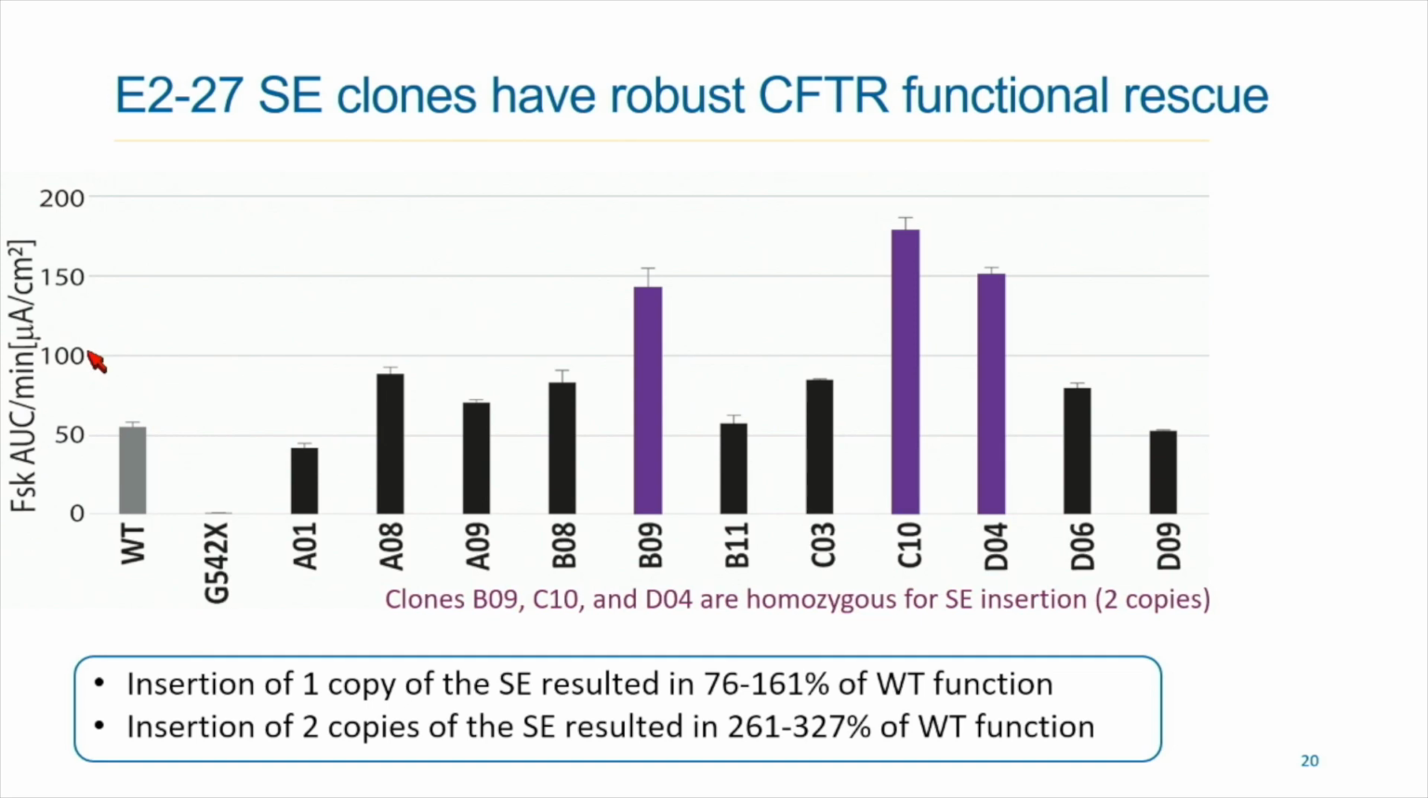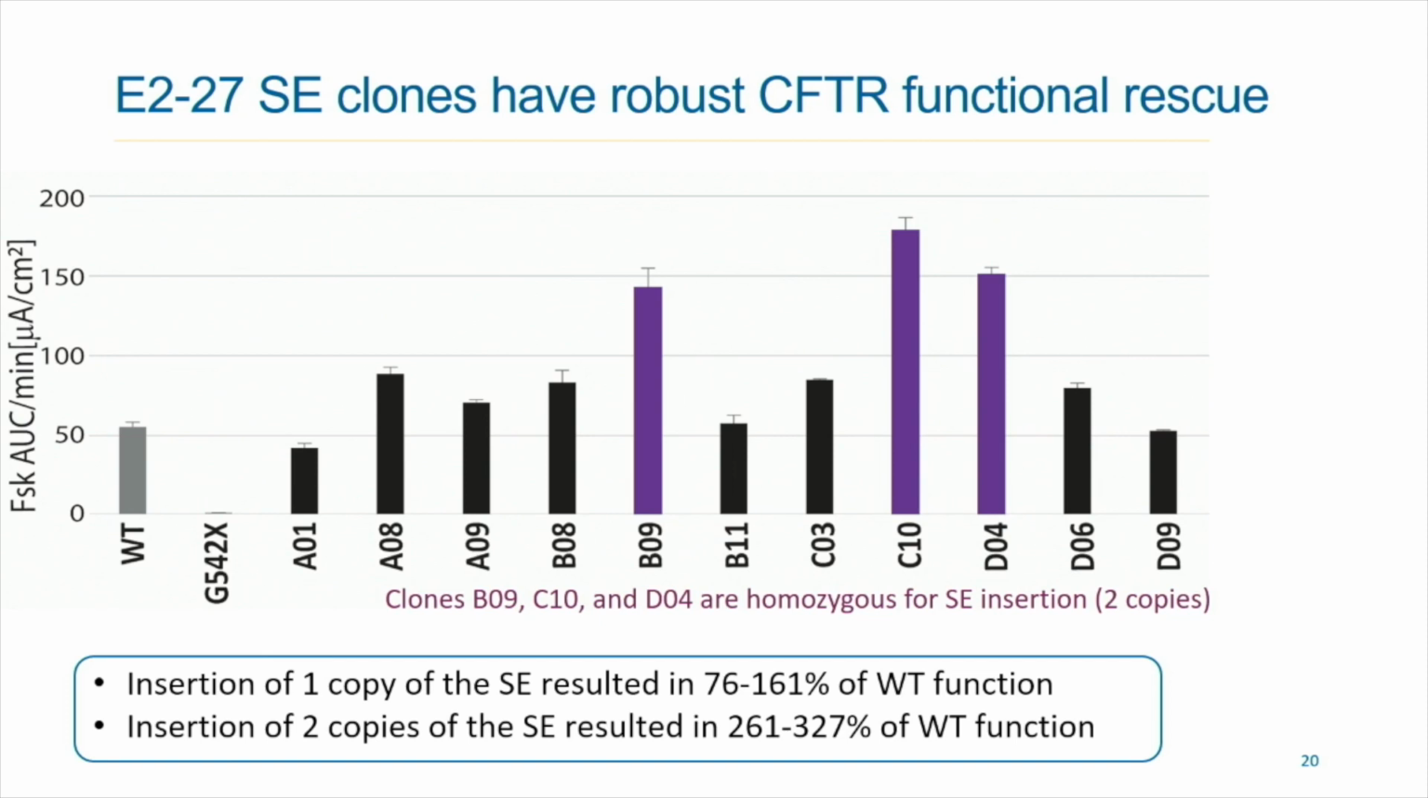We also looked at functional rescue, because we obviously want to look at function. That's a really important metric. And so I've quantified the data here, and the y-axis is the forskolin area under the curve. Again, wild-type cells have robust levels of CFTR function. G542X cells do not. And our 11 superexon clones had really robust functional rescue. Now, there were 8 clones that had 1 copy of the superexon inserted, and these are in black. And there were 3 clones that had 2 copies of the superexon inserted, and these were shown in purple.